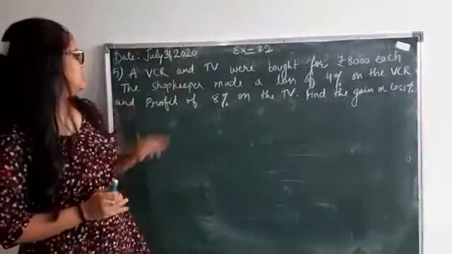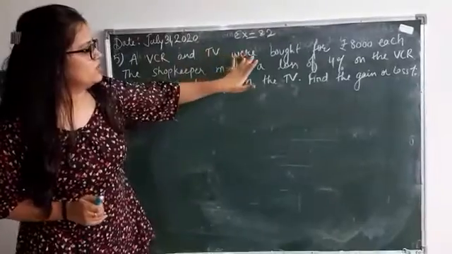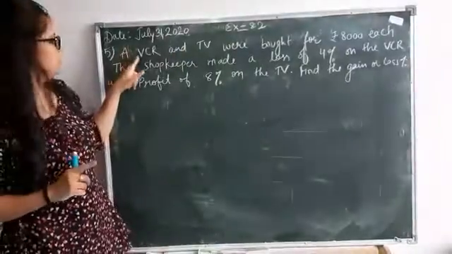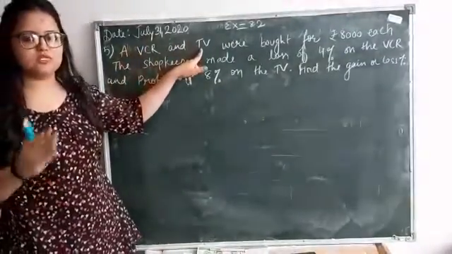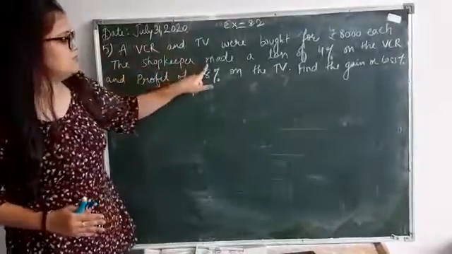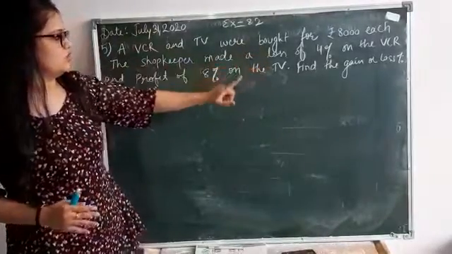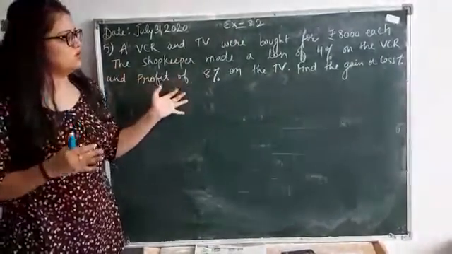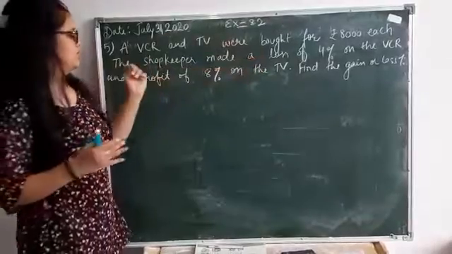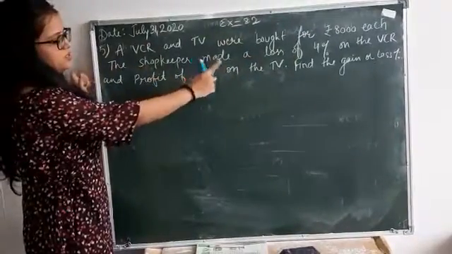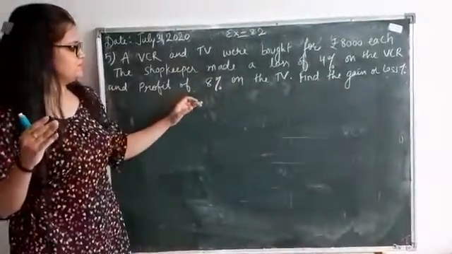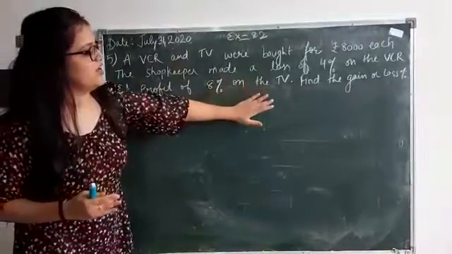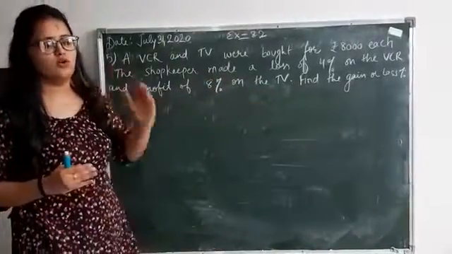Now fifth question is, a VCR and TV were bought for rupees 8,000 each. That means the cost price of VCR is 8,000 and the cost price of TV is also 8,000. The shopkeeper made a loss of 4% on VCR. That means when he sold VCR, he gets a loss. He got a loss of 4%, and a profit of 8% on the TV. Means when he sold TV, he got a profit of 8%. Find the gain or loss percent on the whole transaction.